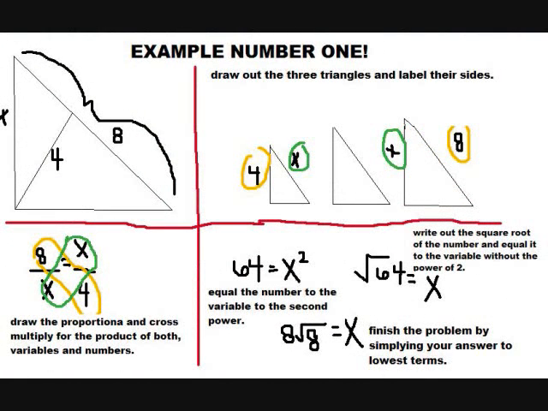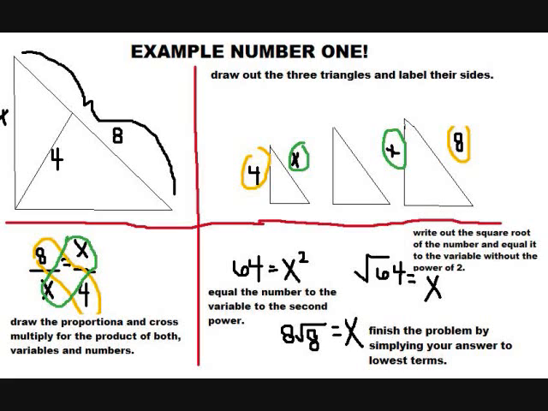This is our first example. As you can see in the top left box, that's our original triangle that we're going to start with, that we break down into the other triangles. Next, you're going to draw out the three triangles and label their sides. Then you're going to draw the proportions and cross multiply for the product of both variables and numbers.